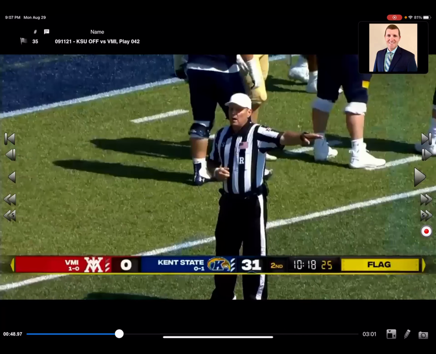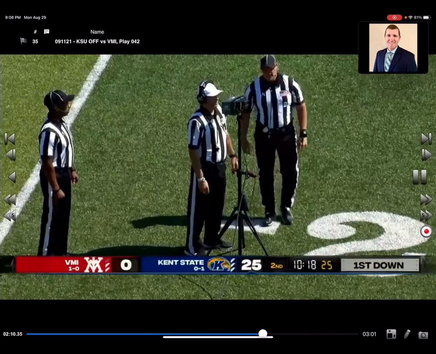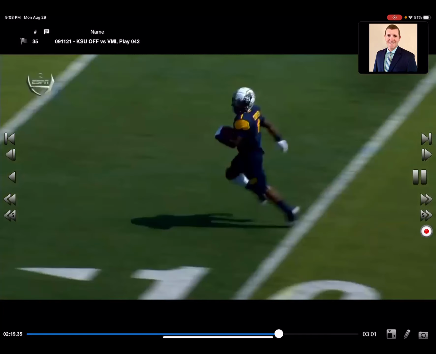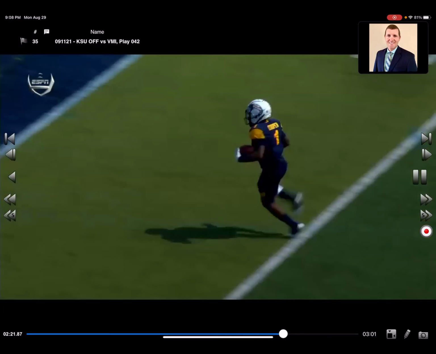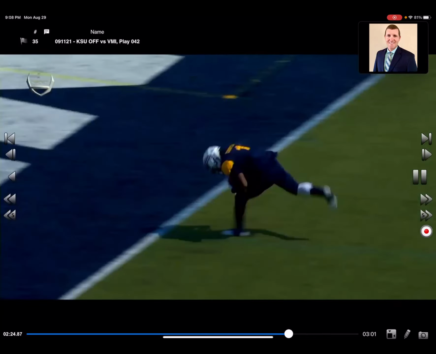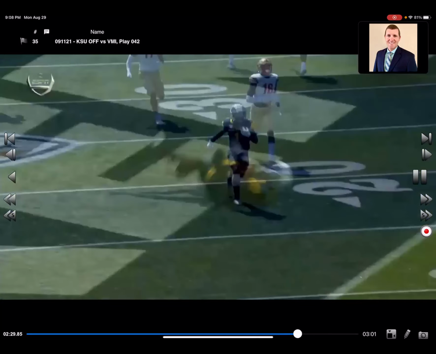So this involves a foul in relation to the goal line. A foul in relation to a goal line, with the spot of the foul, is not reviewable. This is specifically the spot of a foul in relation to the goal line. So they're trying to see if he scored before he did the flip, to see if it's a penalty or not. And yeah, that one might be coming back. He might be on the 1 yard line.